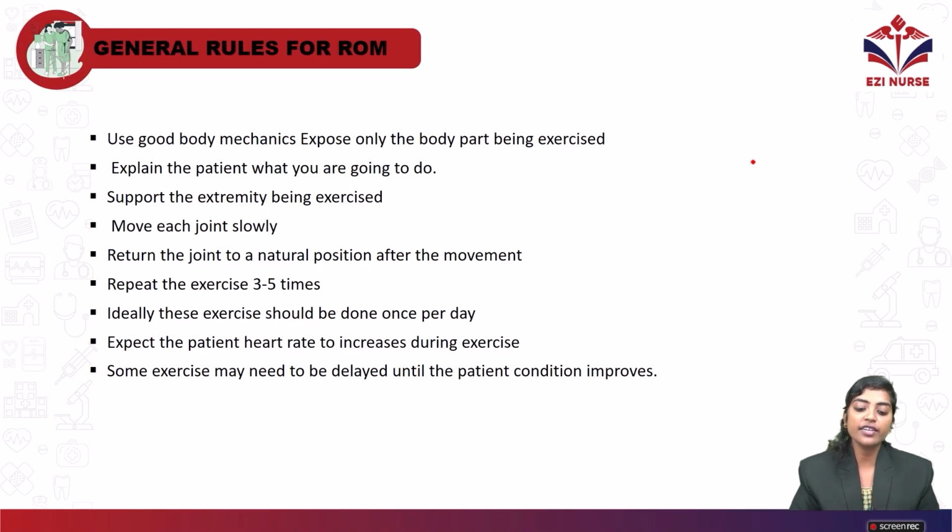Next we will discuss general rules for range of motion. What are the general rules? Use good body mechanics, and expose only the body parts being exercised. While doing exercise, see which part is affected. For example, if there is a hand fracture, you expose only the hand and do hand exercises, limb exercises first. Explain to the patient what you are going to do. Before doing any procedure, first you have to explain the whole thing to the patient and the patient attenders.